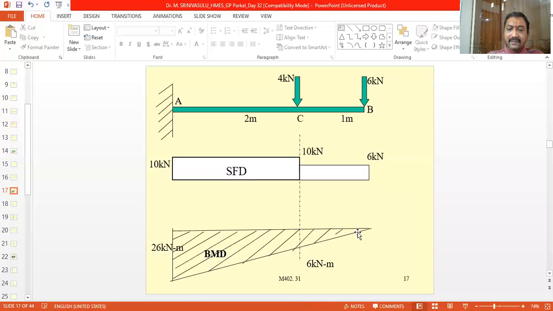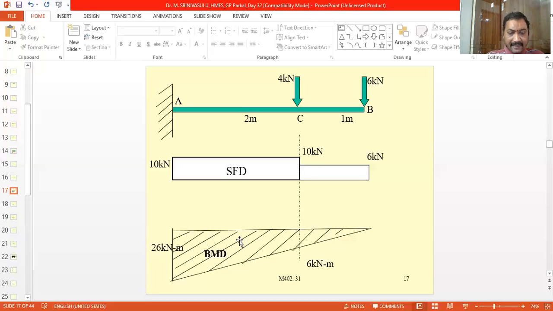Now we have to draw an inclined line, joining all the points. So this is the line, and this is the horizontal line. Here it is minus 26. So this is the inverted triangle. So this triangle is the shape, and this will represent the bending moment diagram of the given problem.